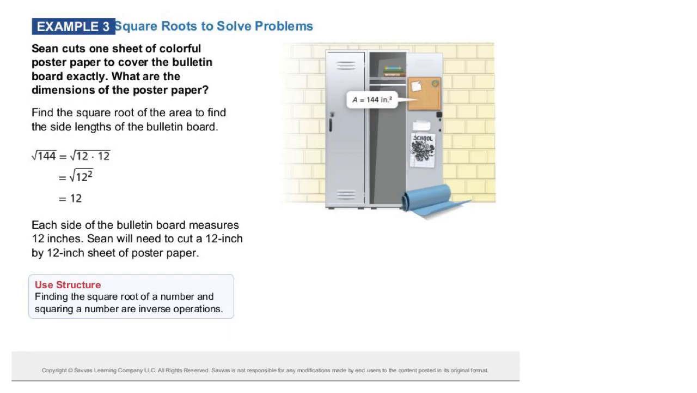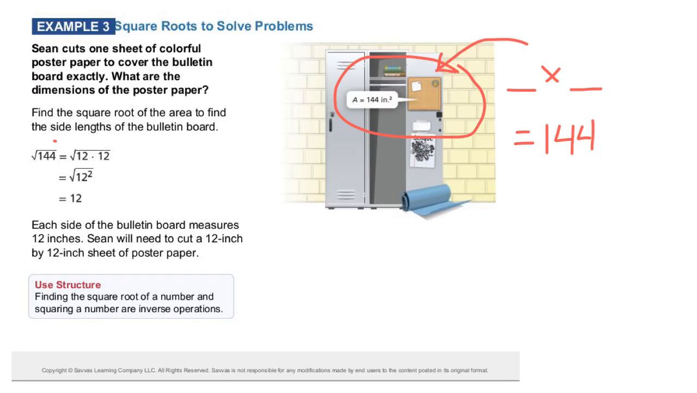This is example 3 on page 29. It says Sean cuts 1 sheet of colorful poster paper to cover the bulletin board exactly. What are the dimensions of the poster paper? And remember, a lot of the time your book loves to give you information in a picture. So we know the area of that board is 144 square inches, and we know that it's going to be a square, which means something times something has to equal 144. Now that seems an awful lot like a square root. So if you look over here, they square rooted it, and they found out that each side is 12. But that's not what they asked. They asked for the dimensions. So make sure you know not only is each side 12, but the dimensions are 12 by 12.